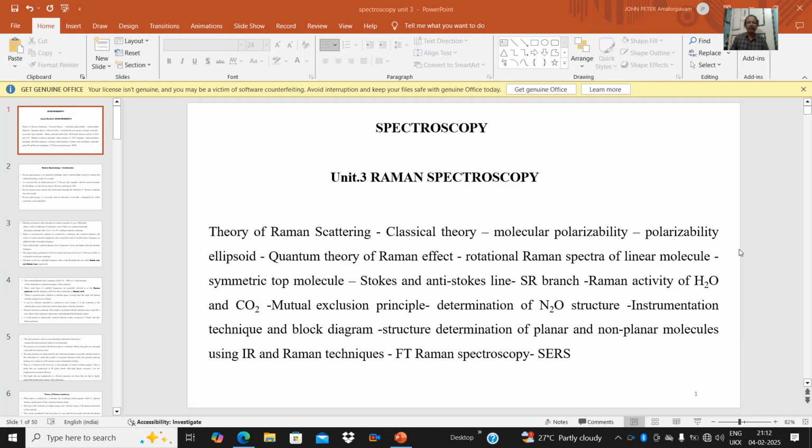We are going to start a new unit on Raman spectroscopy. We are going to cover all the titles of this unit.